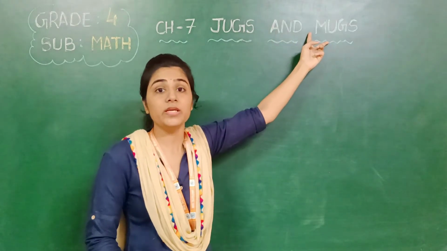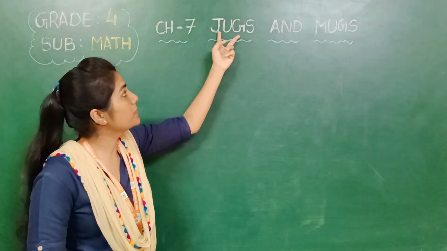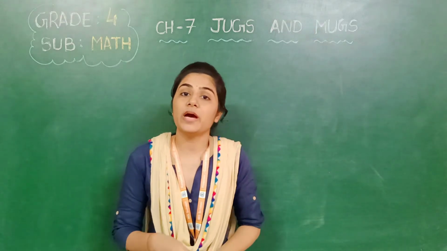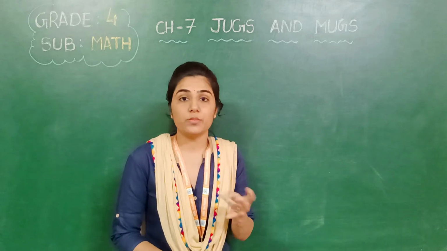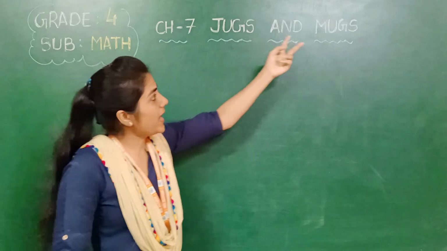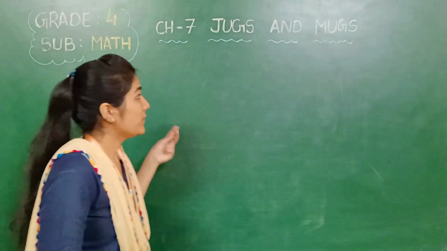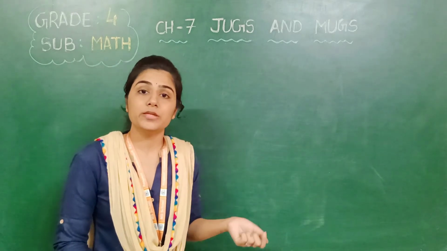Words are very different, right? Already we are using these objects at our home, jugs and mugs. Yes, these objects we are using to fill in liquid capacities such as water and milk, right? So jugs and mugs we are using to fill the liquid capacities. So from this chapter, we will learn about the liquid capacities and their units.